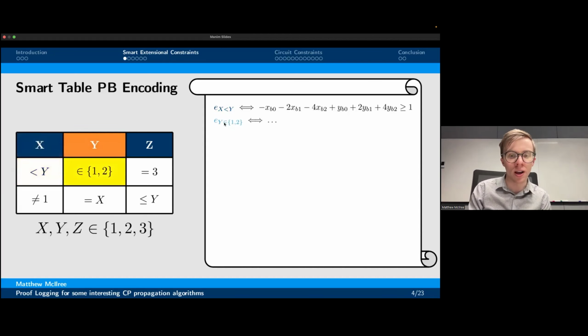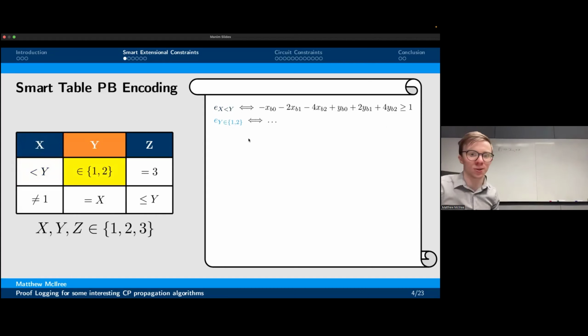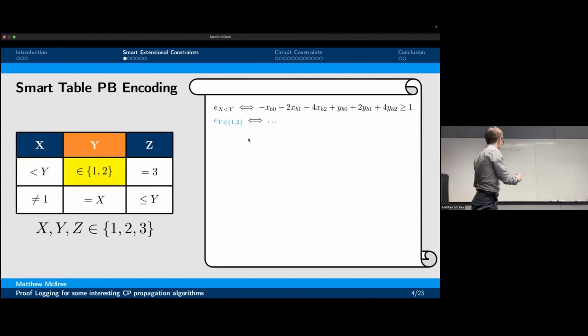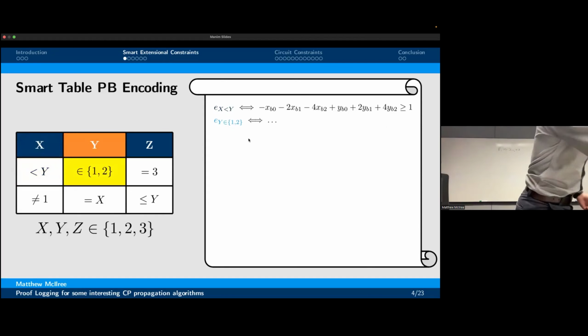So for y in the set {1, 2}, we can define this. Since I have more time, I actually skipped this in the original talk, but I might as well write out this because it's not hard to write. So yeah, I should maybe clarify.